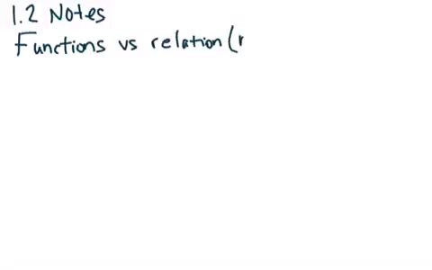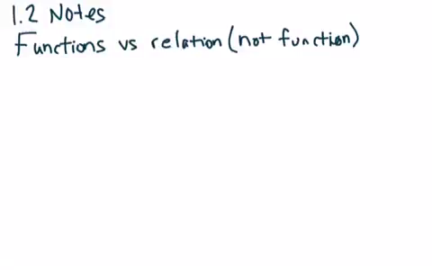So 1.2 notes. First thing that we have to know, and you're going to write this down in your notebooks, is functions. Functions versus relations. Versus a relation. And what I call this thing is just a not function. So what a function is: if you take something and do something to it, only one thing can come out.